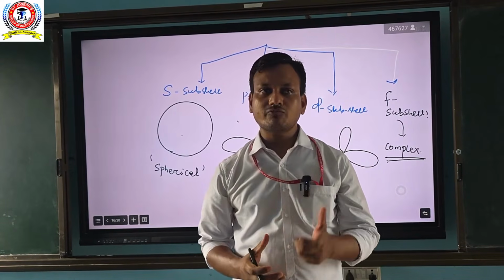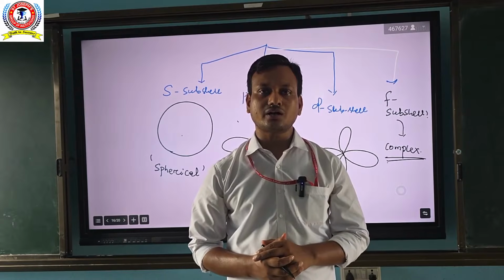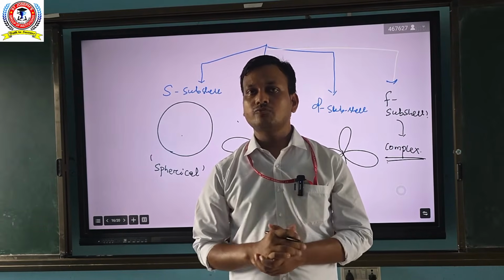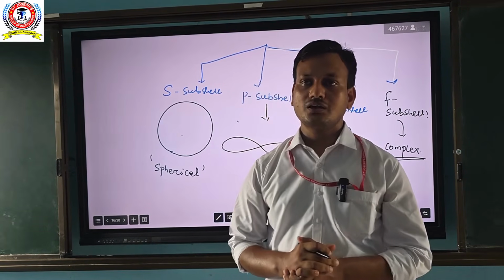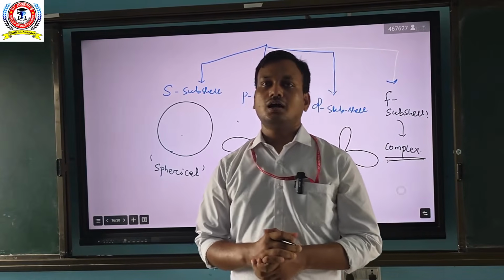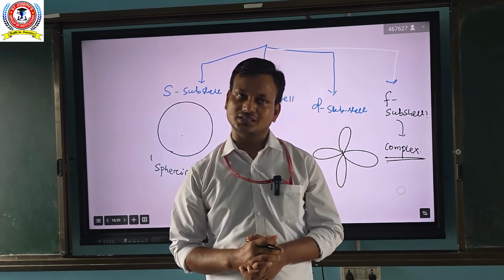After the Azimuthal quantum number, only two quantum numbers are left: the magnetic quantum number and the spin quantum number. And we will discuss these quantum numbers in the next class. Thank you.